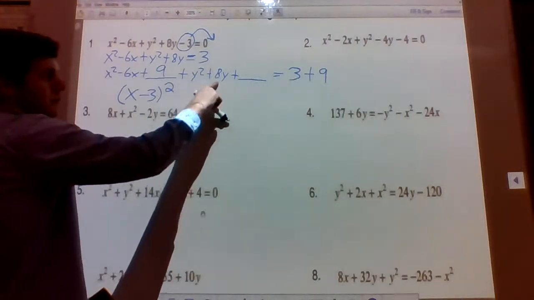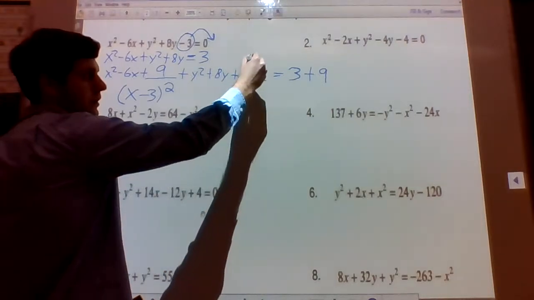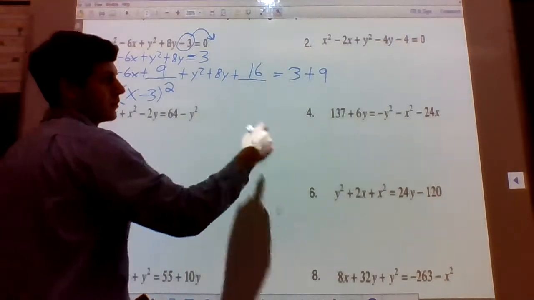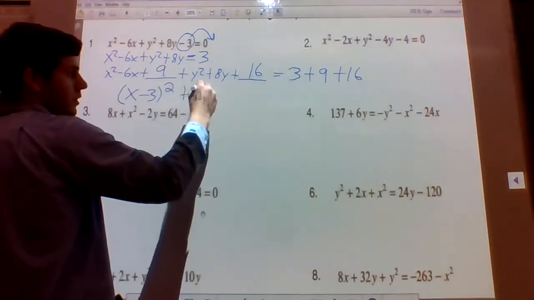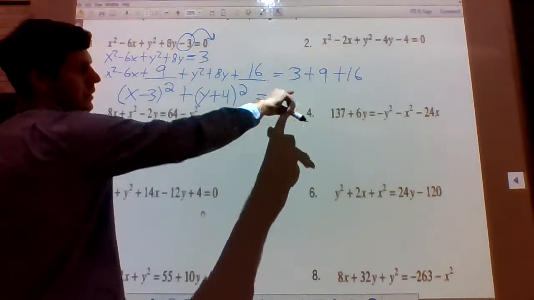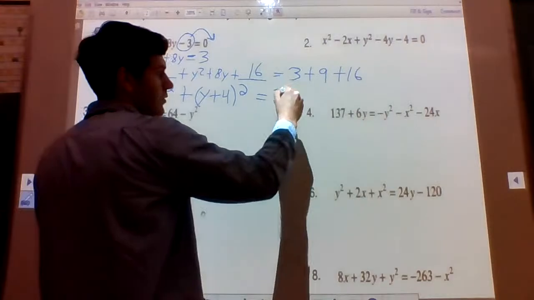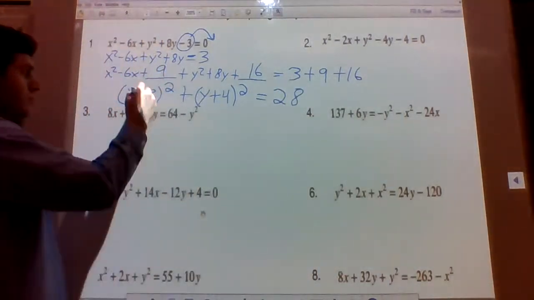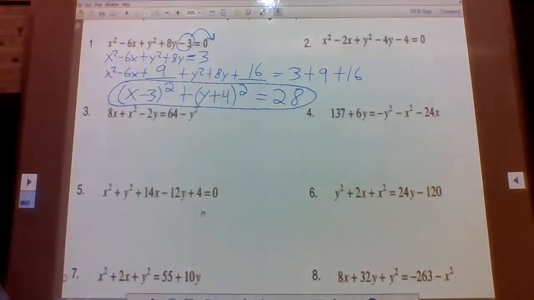Over here, divide the 8 by 2, which is 4. 4 squared is 16. We add 16 to this side, so we have to add 16 to the other side. So plus y plus 4 squared equals, and 9 plus 16 plus 3 is 28. So this would be our equation for this circle by completing the square.